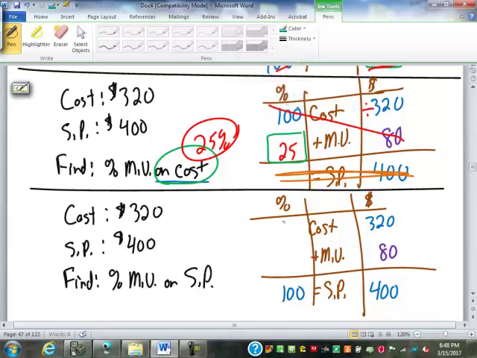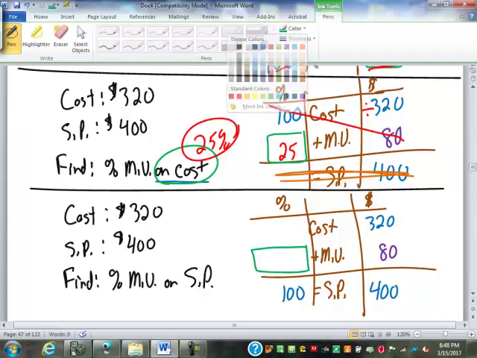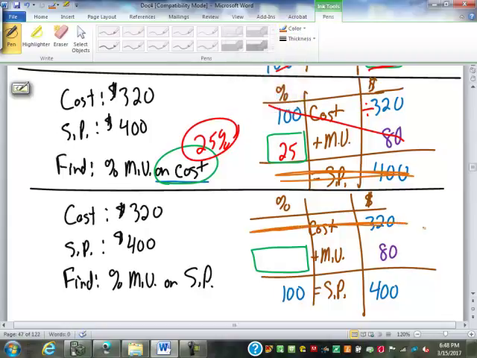And we are once again looking at the percent markup is what we're trying to find. This time it's the top row we don't need. 100 times 80 divided by 400 is 20. That is a 20% markup on selling price.